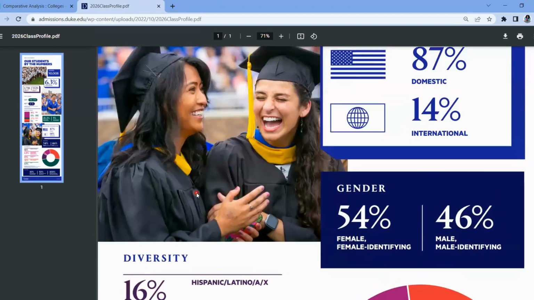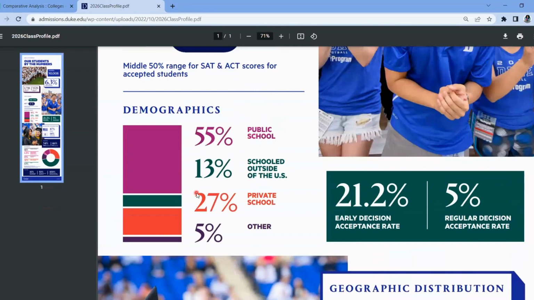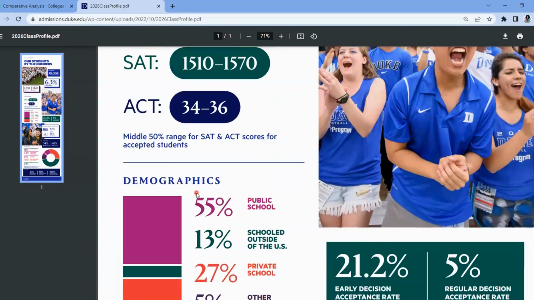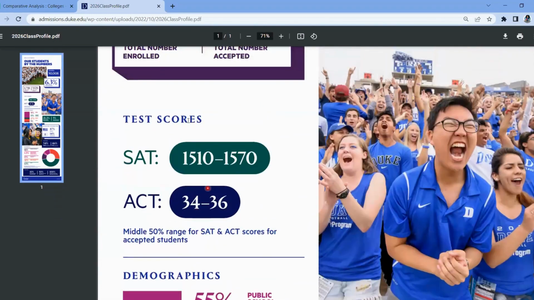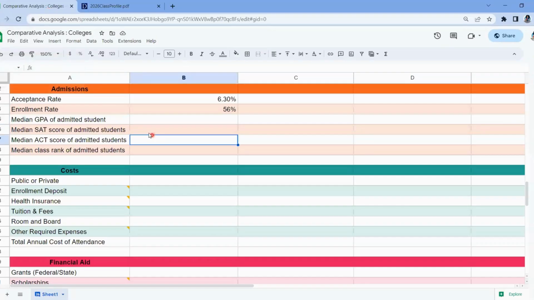Okay. So I'm going to come back to that, but I'm going to see if there's any other information I want to save from this class profile right here. I see they tell me the middle 50% range, or the median, of the SAT and ACT scores for students who were accepted. So 1510 to 1570, that's kind of what the average applicant scored on their SAT. 1510 to 1570.